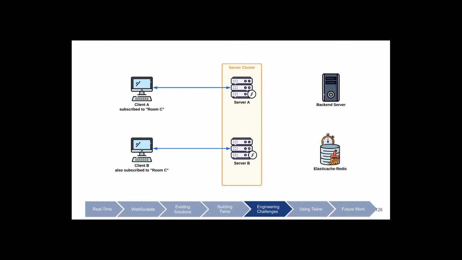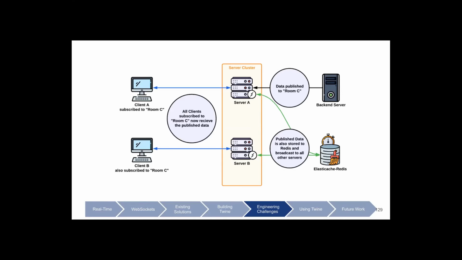And so the solution was to implement the Socket.io Redis adapter. This enhancement ensures that when data is received by one Twine server instance, it is also published to Redis using the adapter logic. Redis, in turn, broadcasts this data to all Twine servers, ensuring that all clients receive the intended information regardless of their server connection.